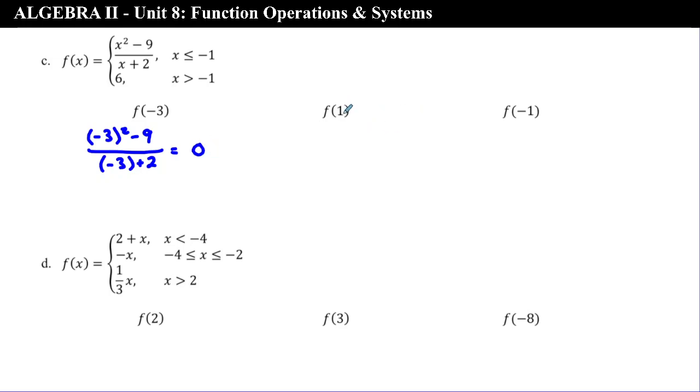For f of 1, x is greater than negative 1, so you just have 6. And then for f of negative 1, we have to use the equals to portion. So we're going back to the top part. Negative 1 squared minus 9 over negative 1 plus 2. The top part, we get negative 1 squared, which is 1. 1 minus 9 is negative 8. Negative 1 plus 2 is 1, so you end up with negative 8.